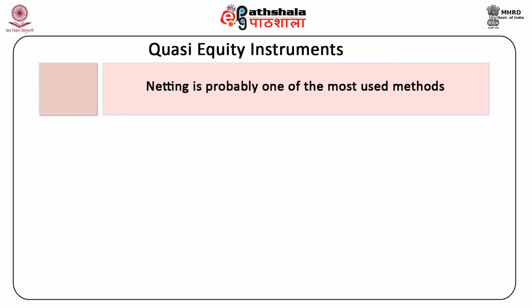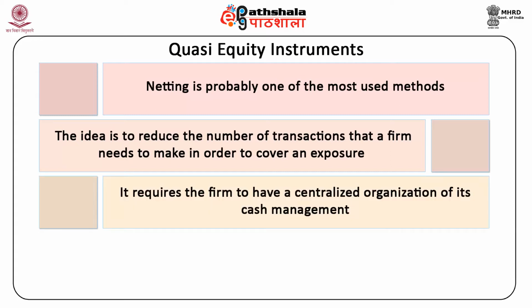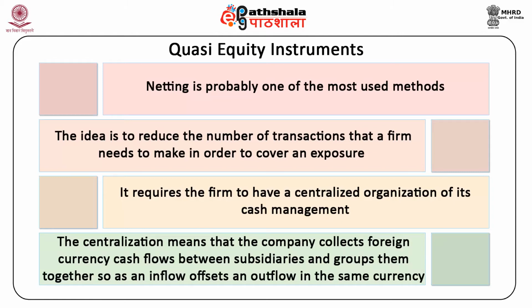one of the most used methods. The idea is to reduce the number of transactions that a firm needs to make in order to cover an exposure. It requires the firm to have a centralized organization of its cash management. Centralization means that the company collects foreign currency cash flows between subsidiaries and groups them together so that an inflow offsets an outflow in the same currency.